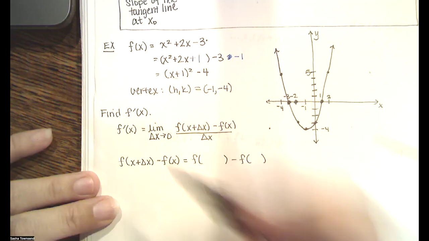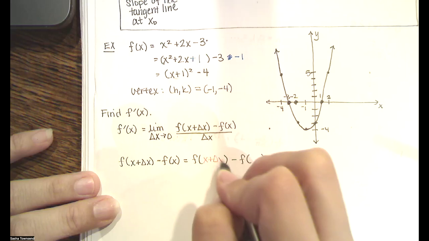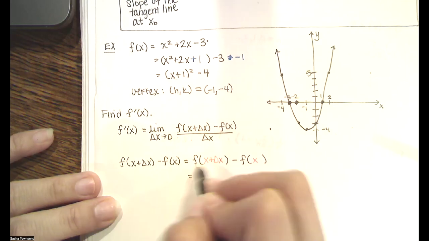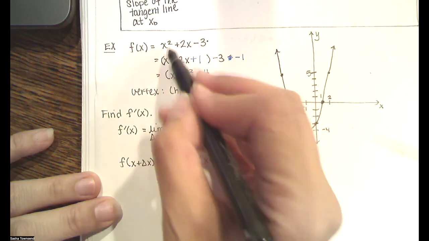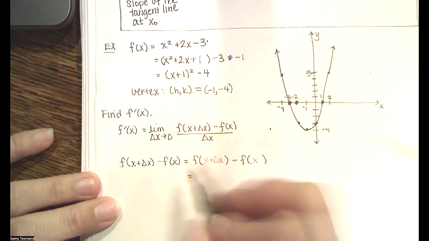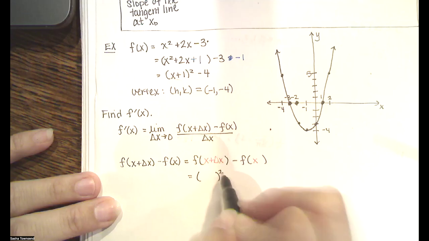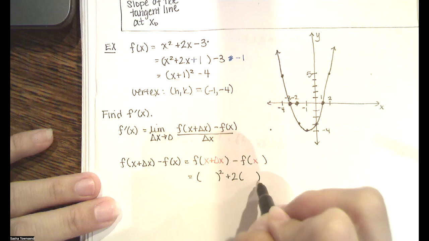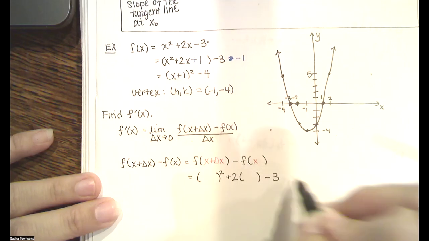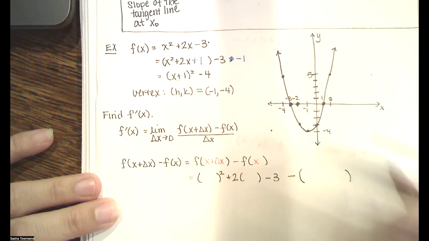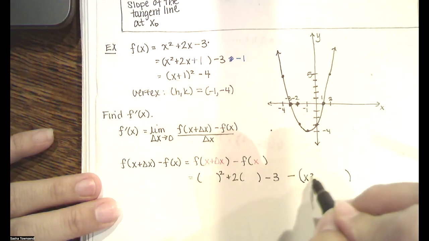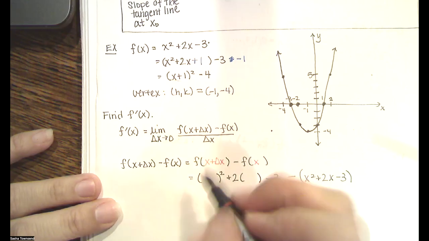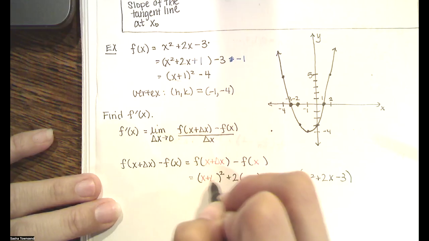Probably should have done this first in a different color. Now f of x plus delta x just replaces all of these x's with x plus delta x. So you're gonna have whatever the input is squared plus 2 times whatever the input is minus 3. And then you're going to subtract the entire function evaluated at x, which is just x squared plus 2x minus 3. Here I'll replace x with x plus delta x.